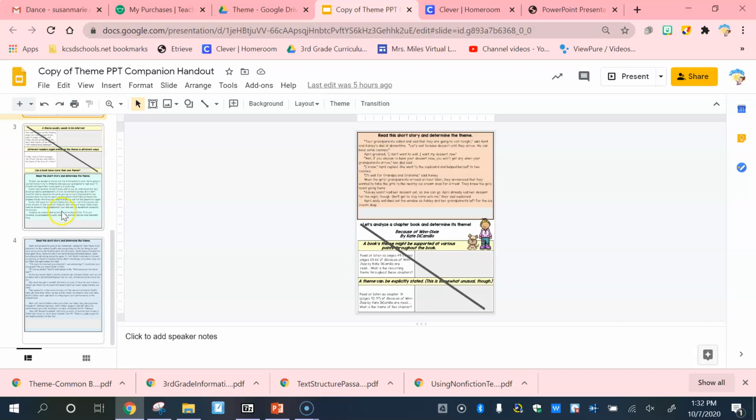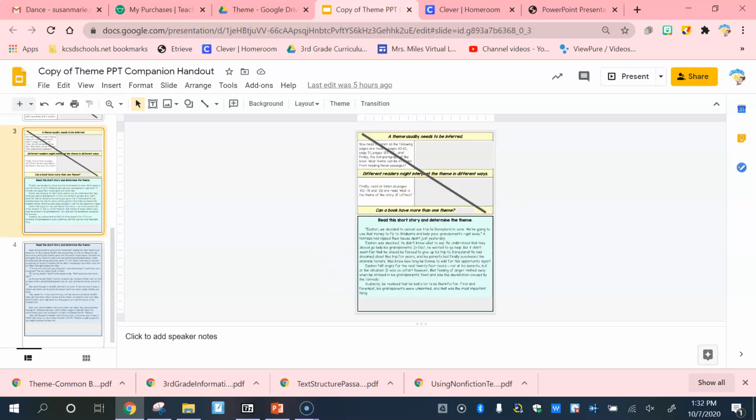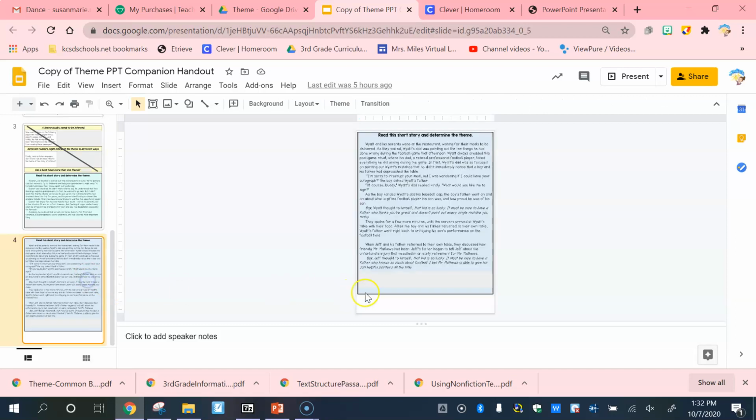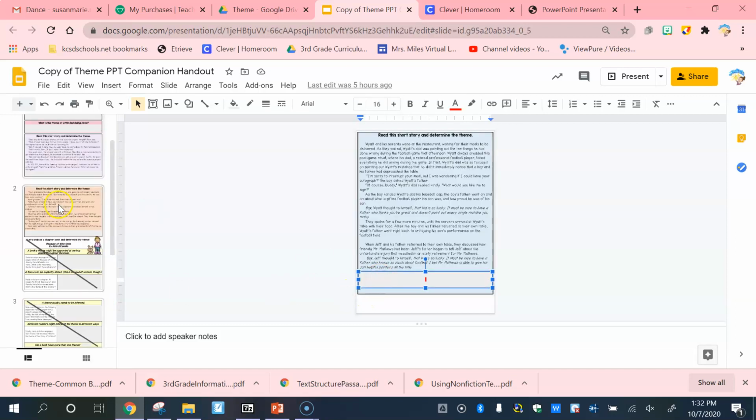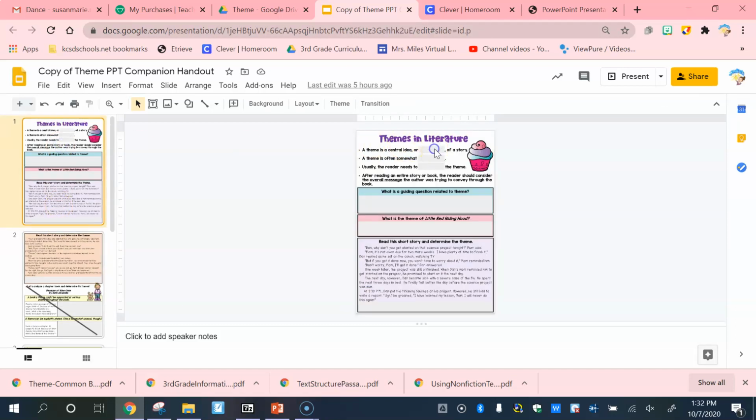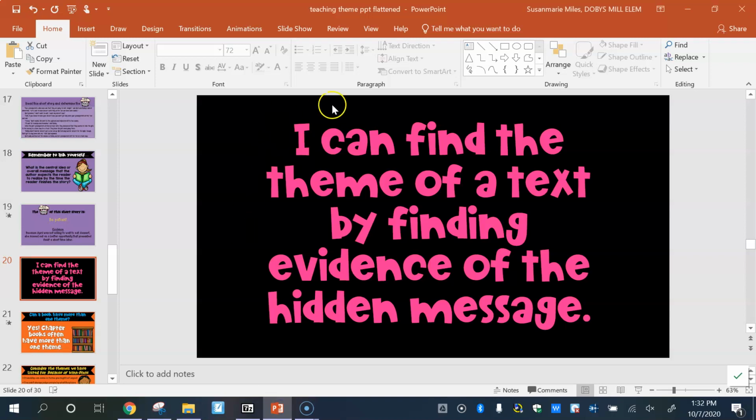I'm not going to have you read the chapter book. But I want you to do these two, and I'm going to check these as just a little quick check to see if you're understanding. So you're going to do this one, and you just type here. And this one, you just double click on those gray spots, and it's going to open up a text box for you. Okay? So remember our I can statement. I can find the theme of a text by finding evidence of the hidden message.